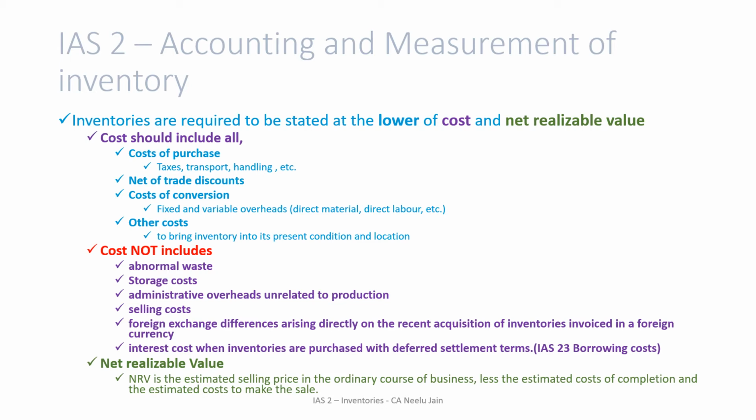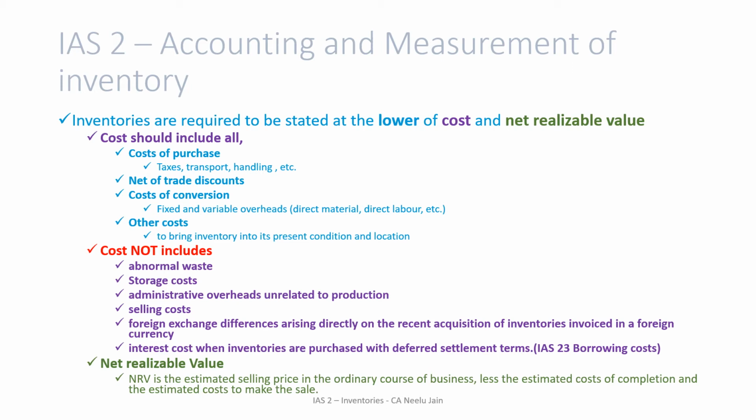Net of trade discounts. If you purchase in bulk, you get a good discount. In that case, it's a trade discount at the first point of contact, so you need to consider that discount in your cost. However, discounts later on, like while payment, if you negotiate and get some discount, those discounts are not considered to be part of cost. Here particularly we are talking about the trade discount.